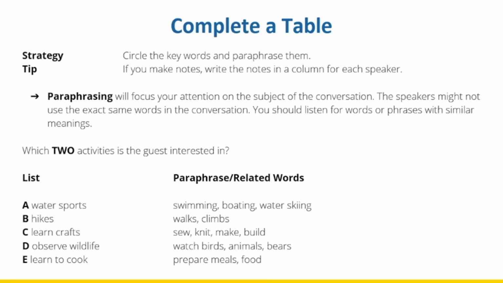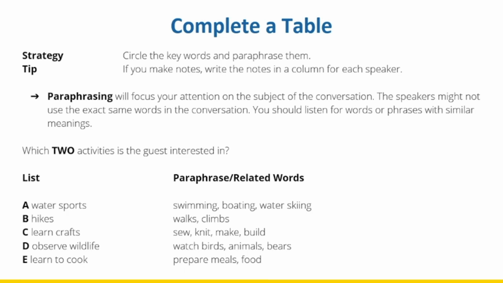Remember also that speakers might not use the exact same words in the conversation, so you should be able to hear different words that have the same meaning. As you see, we have an example here, and you have a question that states the following: which 2 activities is the guest interested in? And we have a list A through E, with paraphrased words that you might hear in the listening recording. For example, you have A, water sports.